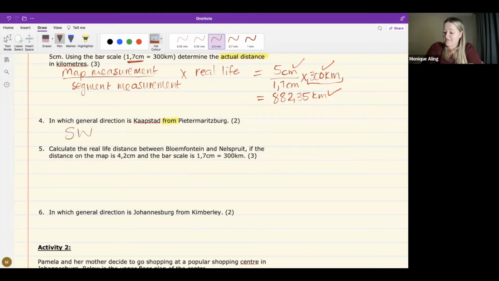Then got another bar scale question. Calculate the real life distance between Bloemfontein and Nelspruit if the distance on the map is 4,2 centimeters and the bar scale is 1,7 centimeters equals 300 kilometers. So the bar scale has stayed the same. However, we are now trying to work out the actual distance between 2 other places. So I'm going to give you guys a couple of minutes to quickly work that out for me.